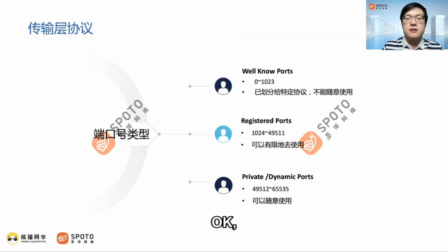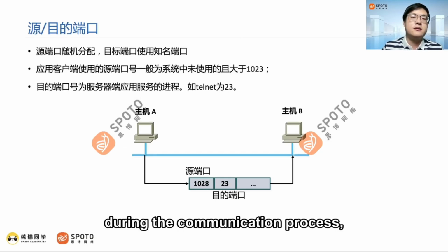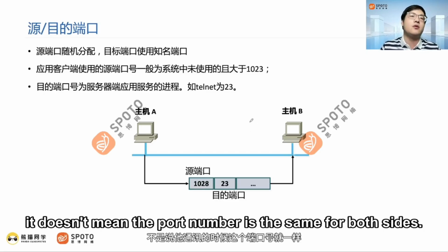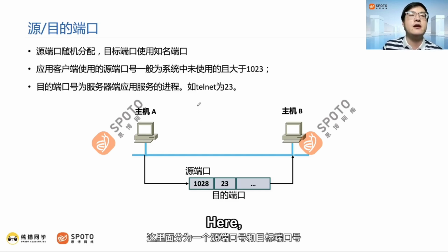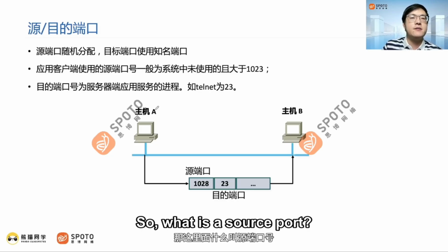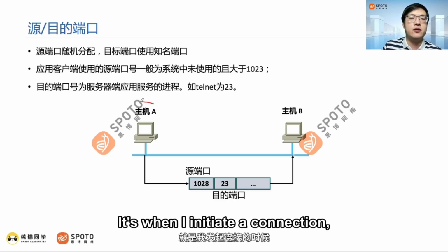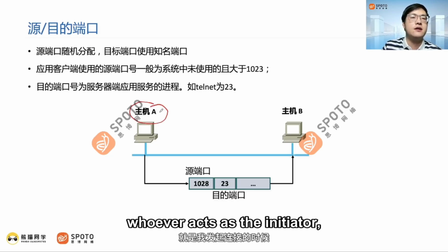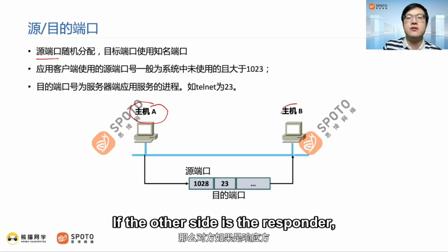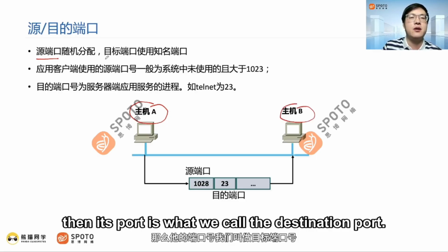Okay. So, during the communication process, it doesn't mean the port number is the same for both sides. Here, we divide it into a source port and a destination port. So, what is a source port? It's when I initiate a connection, whoever acts as the initiator, their port is what we call the source port. If the other side is the responder, then its port is what we call the destination port.